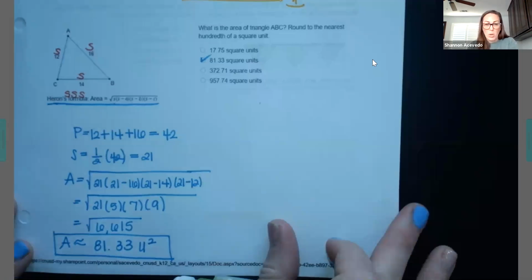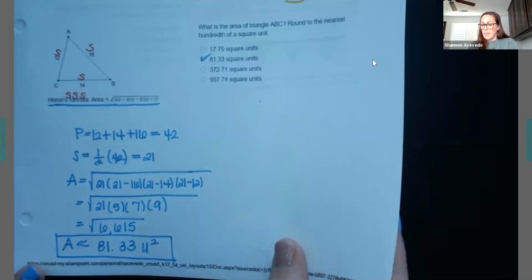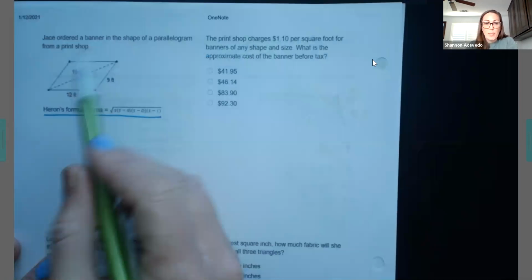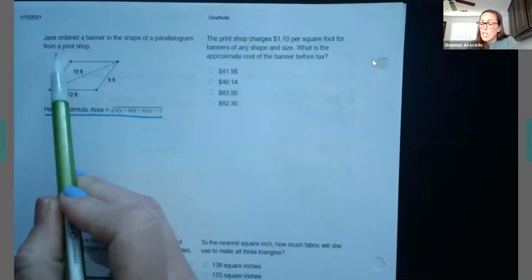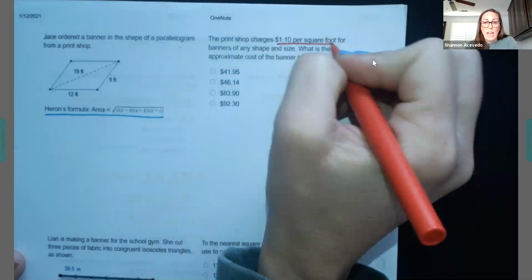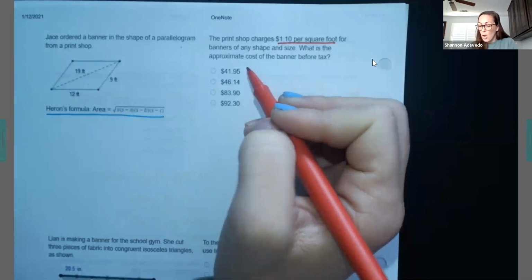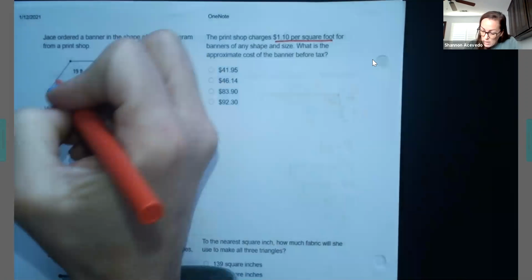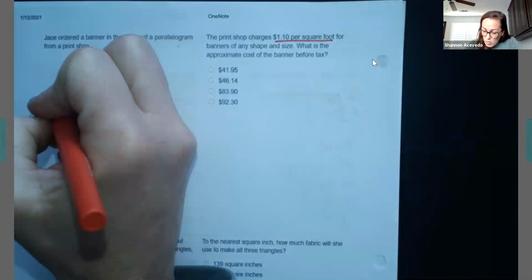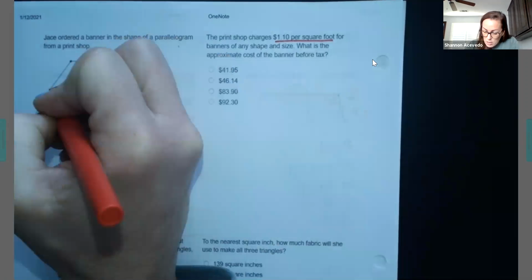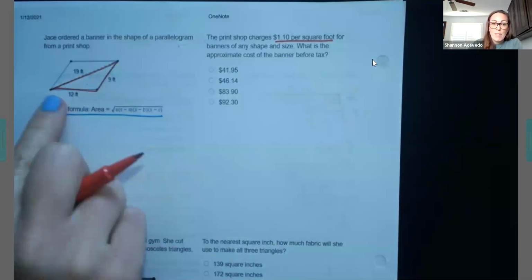All right, let's go into some word problems, right? We saw one very similar to this yesterday where we were given a parallelogram. So Jace ordered a banner in the shape of a parallelogram from the print shop. The print shop charges $1.10 per square foot for banners of any shape or size. What is the approximate cost of the banner before tax? Okay, so look at what I'm given. And notice I'm given this diagonal, this side, and this side. So we're going to use Heron's formula. So I'm going to find the area of this triangle.